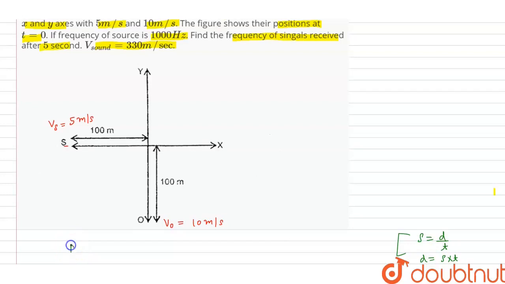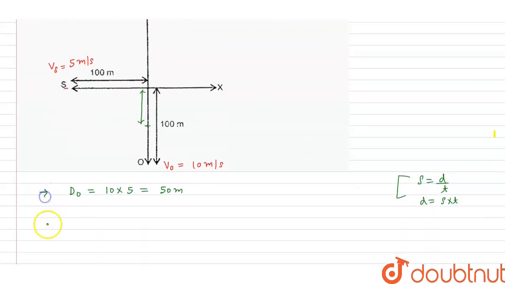So after 5 seconds the observer is at d0 equal to speed into time, 10 into 5 seconds, which is equal to 50 meter from the origin, and after 5 seconds the source is at ds equal to 5 into 5, 25 meter, so from the origin it is 100 minus 25, which is equal to 75 meter from the origin.